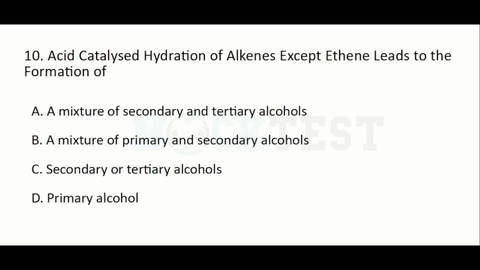Acid catalyzed hydration of alkenes except ethene leads to the formation of option A, a mixture of secondary and tertiary alcohols, option B, a mixture of primary and secondary alcohols, option C, secondary or tertiary alcohols, option D, primary alcohol. Acid catalyzed hydration of alkenes except ethene leads to the formation of secondary or tertiary alcohol.